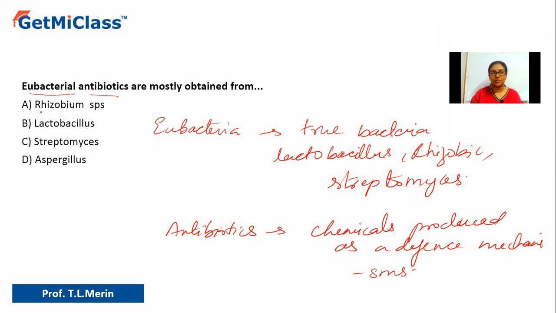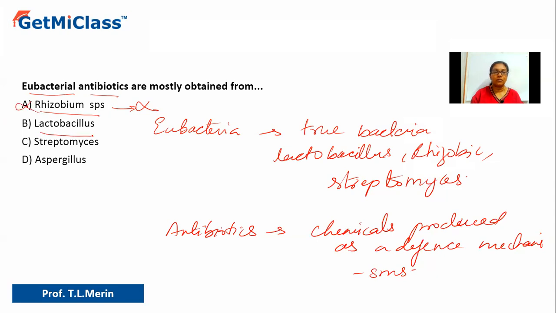Option A is Rhizobium species. Of course, Rhizobium is a eubacteria, that is true bacteria. But we don't obtain the majority of antibiotics from these. We don't use the antibiotics which are produced by Rhizobium. Of course, they might be producing their own antibiotics as a defense mechanism, but we don't extract antibiotics from these. Hence, it is ruled out.